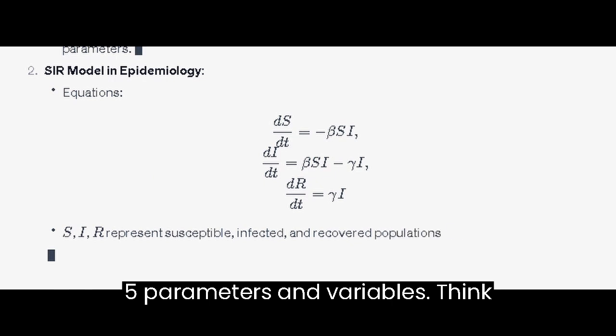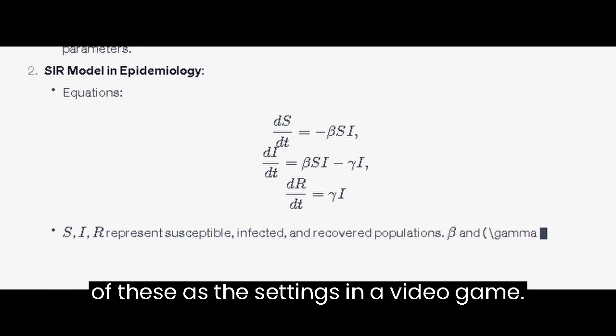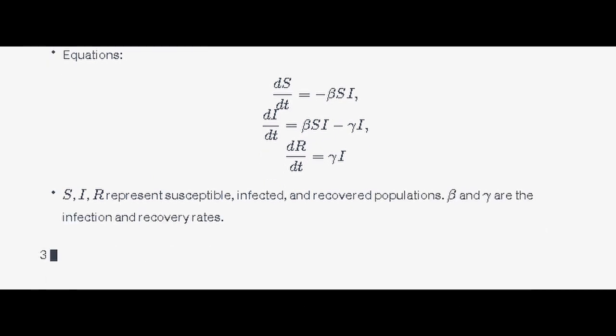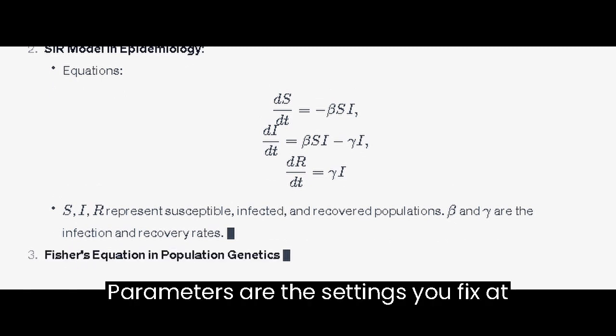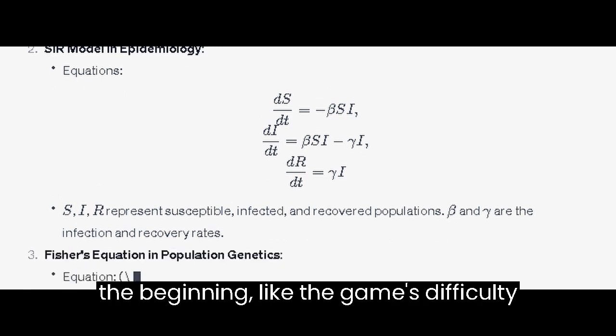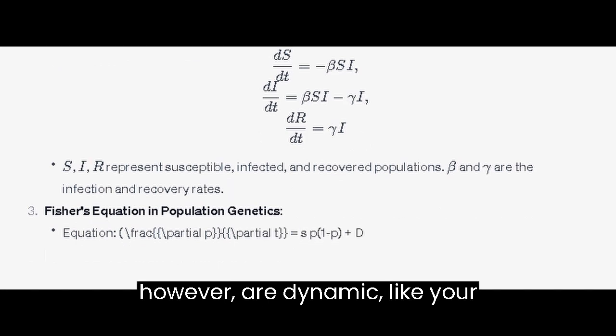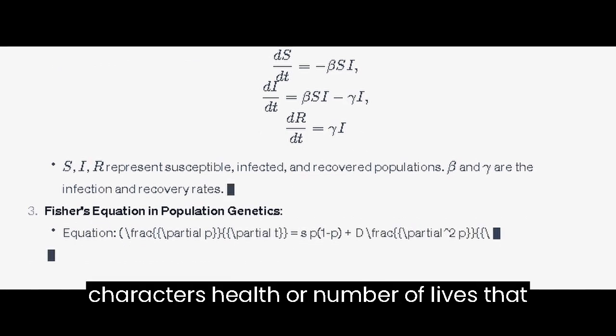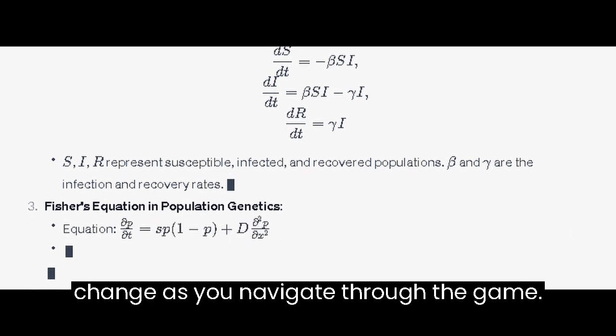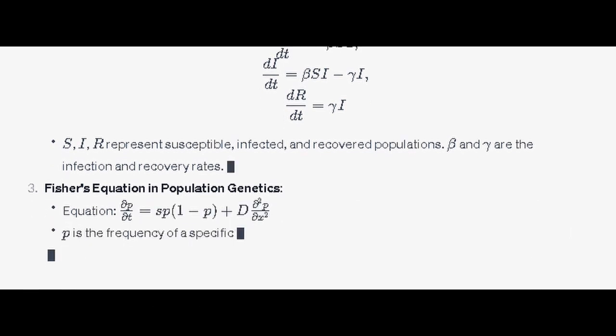5. Parameters and variables. Think of these as the settings in a video game. Parameters are the settings you fix at the beginning, like the game's difficulty level. Variables, however, are dynamic, like your character's health or number of lives, that change as you navigate through the game.